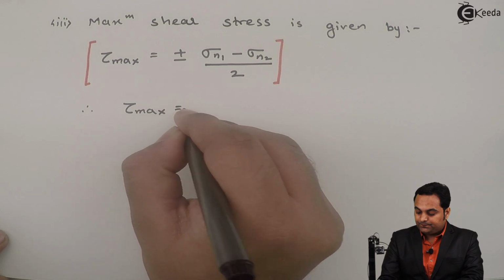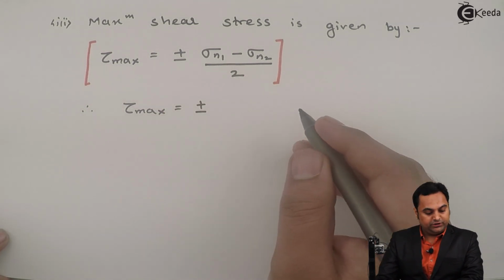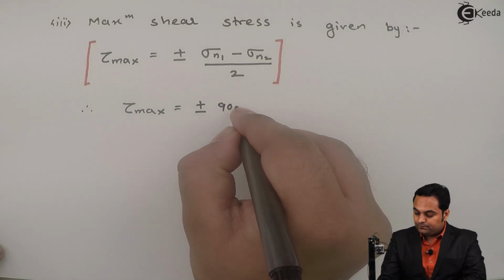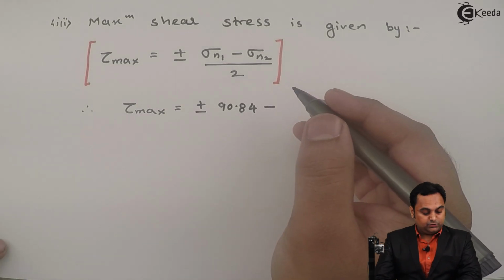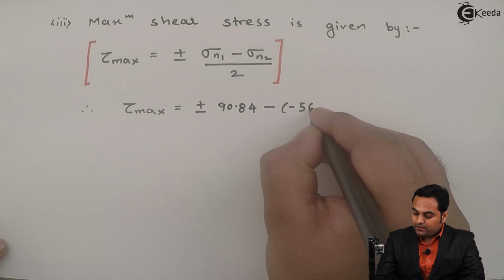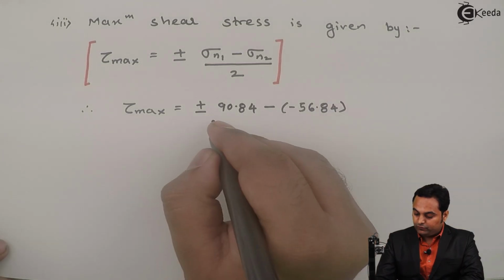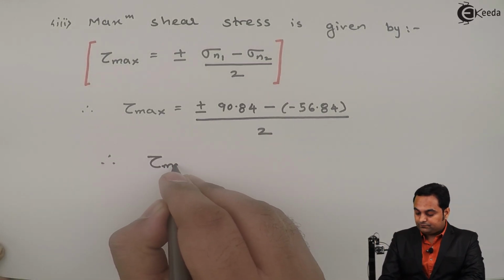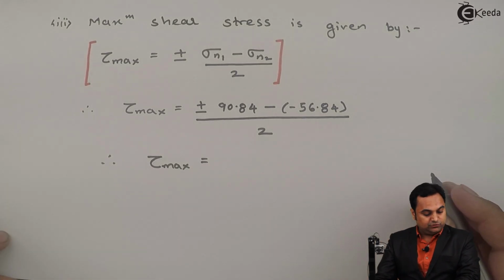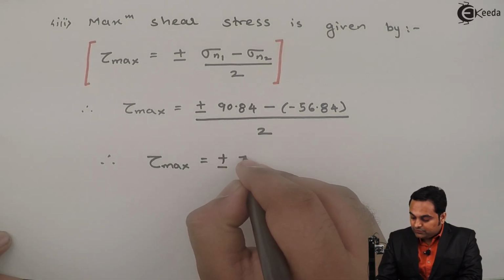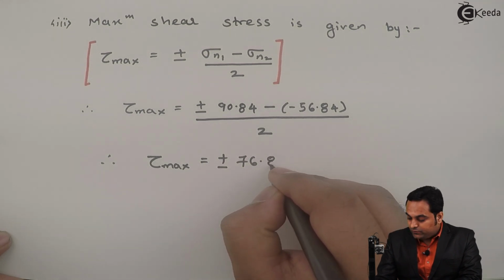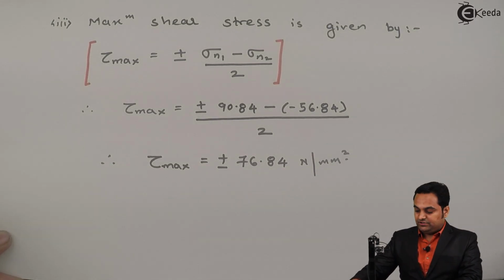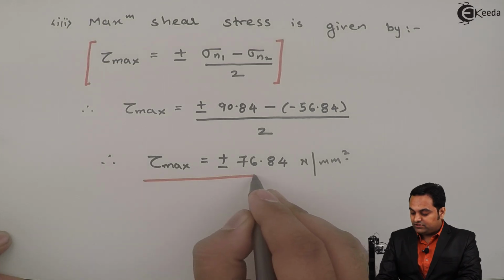Putting the values here, sigma n1 we have found out it was 90.84 Newton per mm square, minus sigma n2, that was minus 56.84. It was negative, so compressive, divided by 2. So therefore tau max value comes out to be plus or minus 76.84 Newton per mm square. So once we have found out the maximum shear stress, this is the first answer for us.